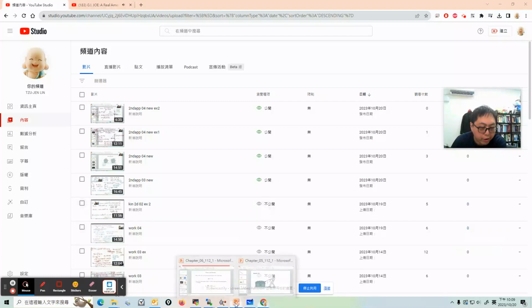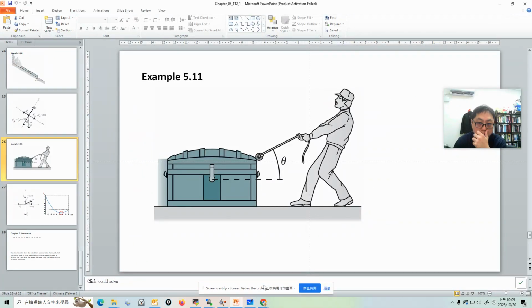Hello everyone, in this video I'm going to talk about example 5.7 or 5.11 from the textbook, and I found it really interesting. The statement of the problem is like this: there's a guy trying to pull a box on a surface, and he wants to maintain a constant velocity motion.